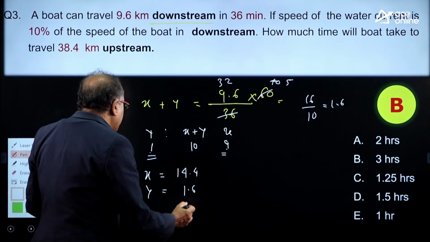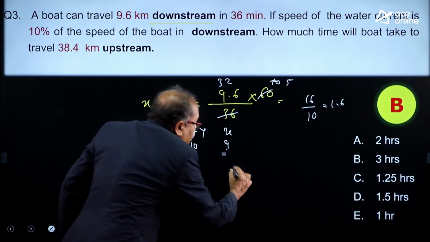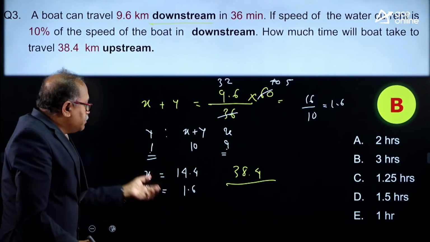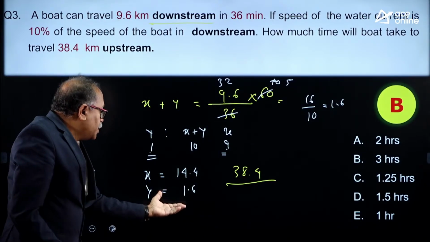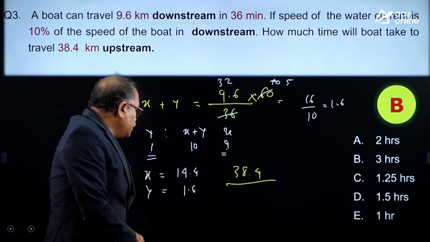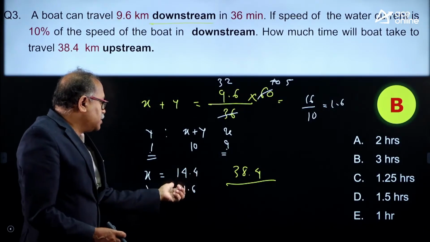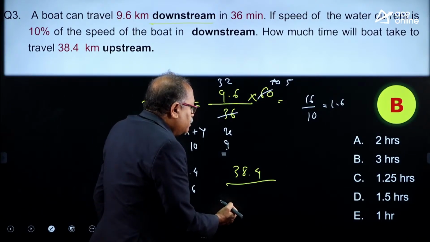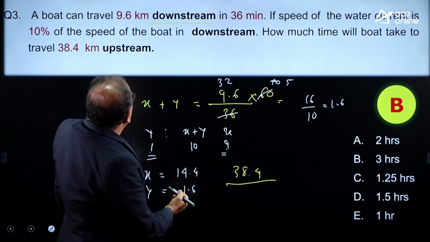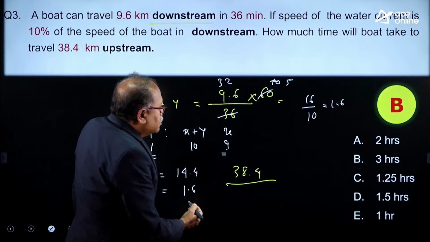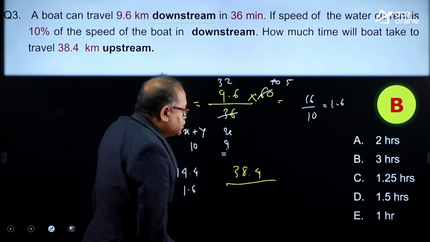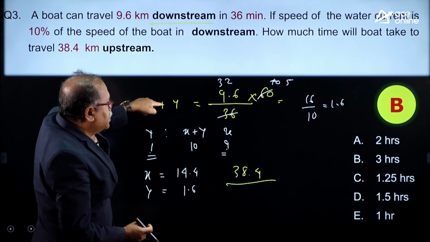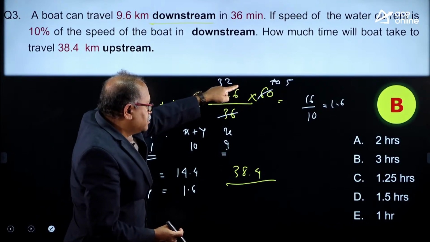Okay. So coming to the time part, 38.4 divided by, this is upstream, the difference between these two, 14 and then 13 and 12.8, am I right over here? 12.8, okay, that is downstream x plus y, that is 16, that is right.